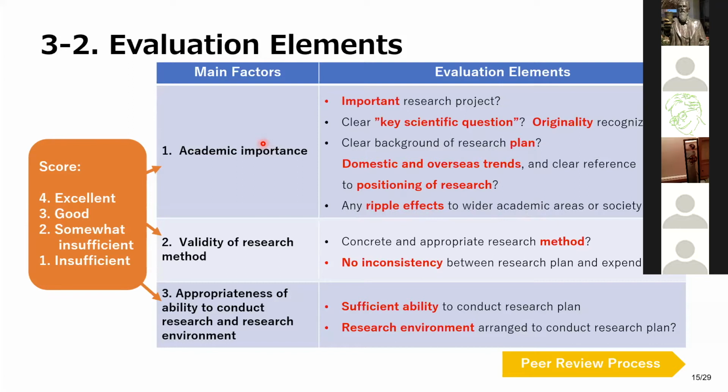And the second factor consists of 2 elements, research method and no inconsistency between research plan and expenditure. Based on these elements, the score will be given from 1 to 4 again to this second factor. And the third factor consists of 2 elements, sufficient ability to conduct a research plan and research environment. In the same way, the score will be given from 1 to 4 to this third factor.